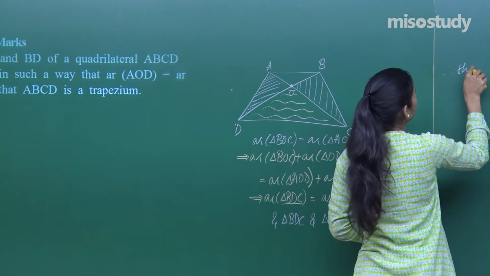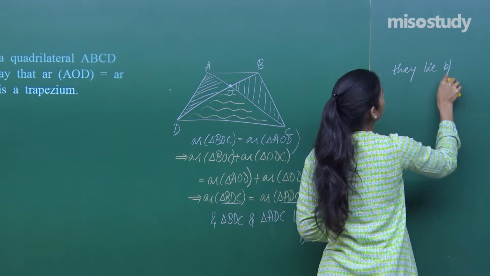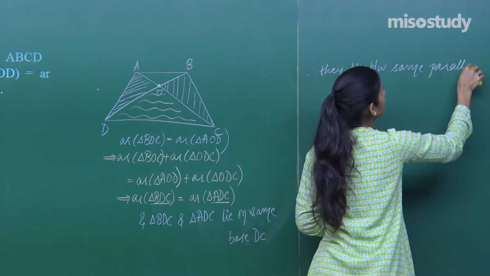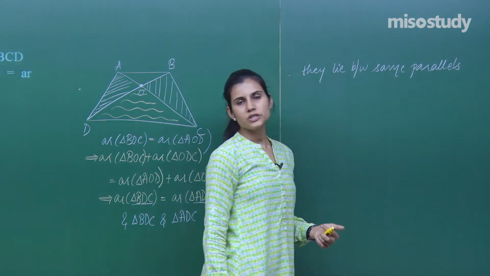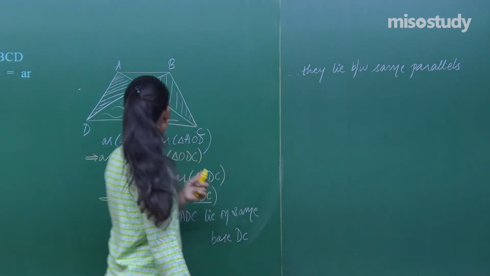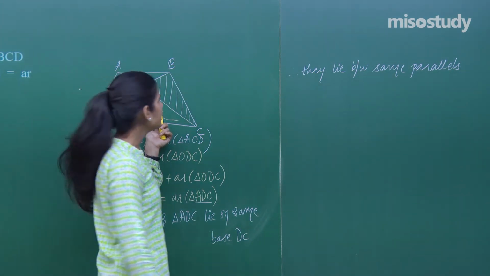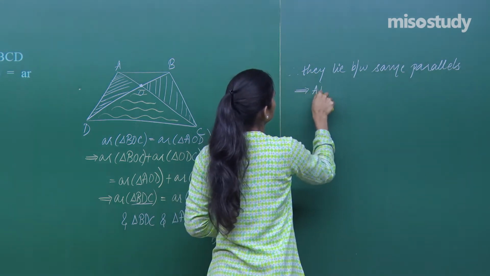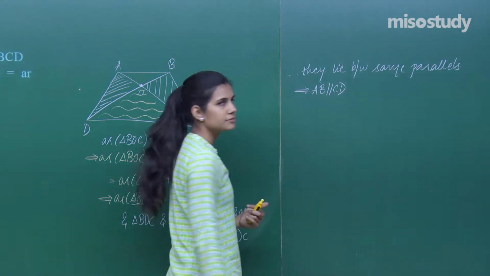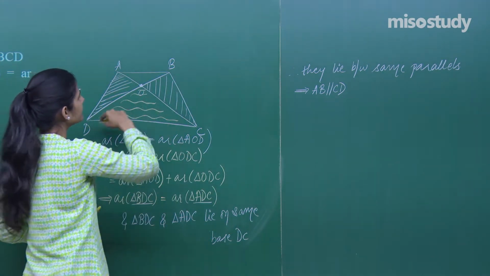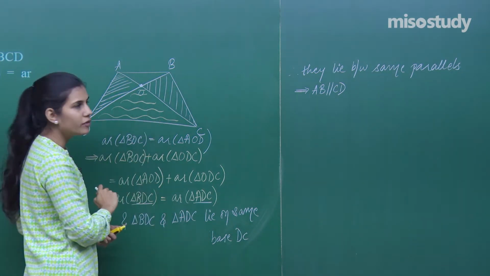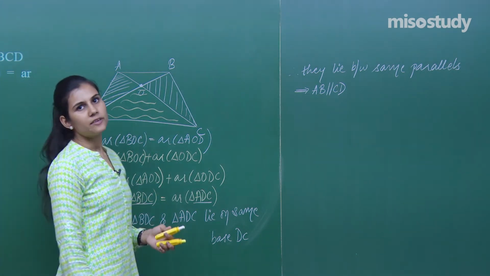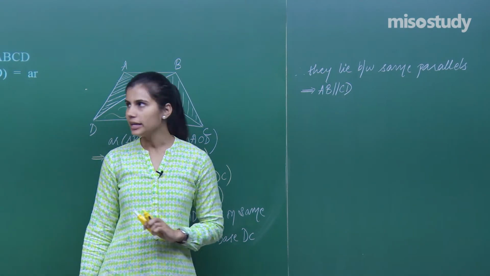Therefore, they lie between same parallels. The two lines between which these two triangles will be lying, provided one of them coincides with the base, will be parallel lines. Is it understood? Because the two triangles which are having a same base and equal areas are lying between AB and CD, they have to be parallel because of the result that we have done in our theory lectures. Okay?